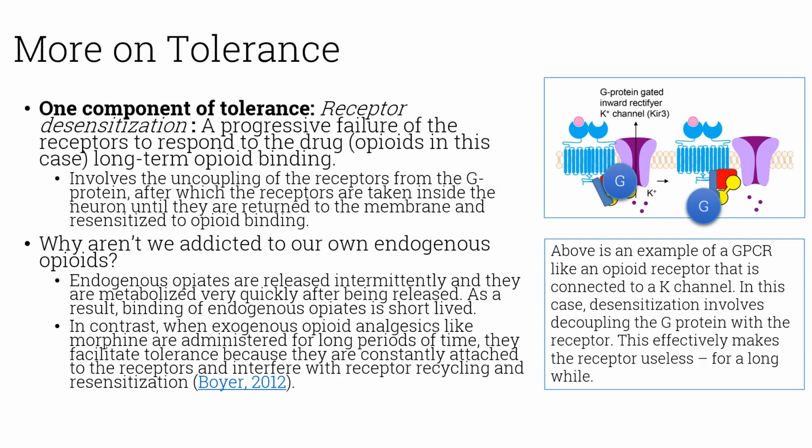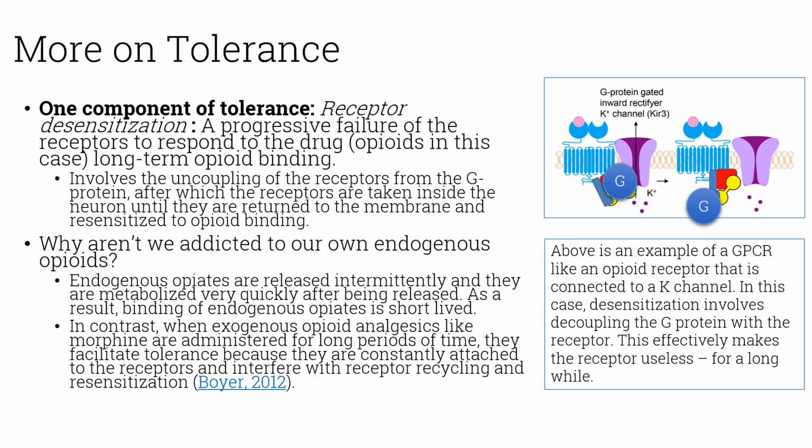So remember that metabotropic G protein receptors are slow, and that they require second messengers to create a signaling cascade. So in the case of opioid tolerance, you can have receptor desensitization, and that's a failure of the receptors to respond to the drug for long-term binding, and that's due to a conformational change in that G protein, where the receptor actually becomes decoupled from the G protein, as you can see on the right-hand figure.